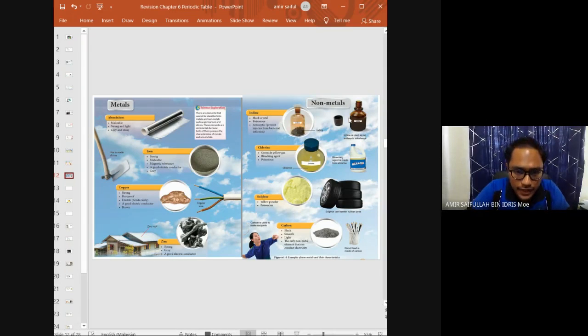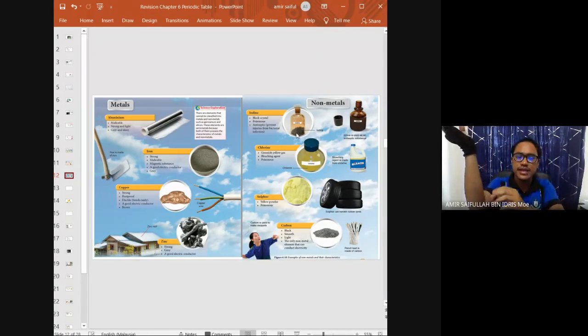Okay. Then for non-metal, we can see iodine. Iodine, they are black crystal. Okay, they exist in the crystal form like in the sand form. And then they are poisonous, antiseptic. They are used as antiseptic. So usually it is yellow in color. Usually when you got injured, PBSM should know lah.